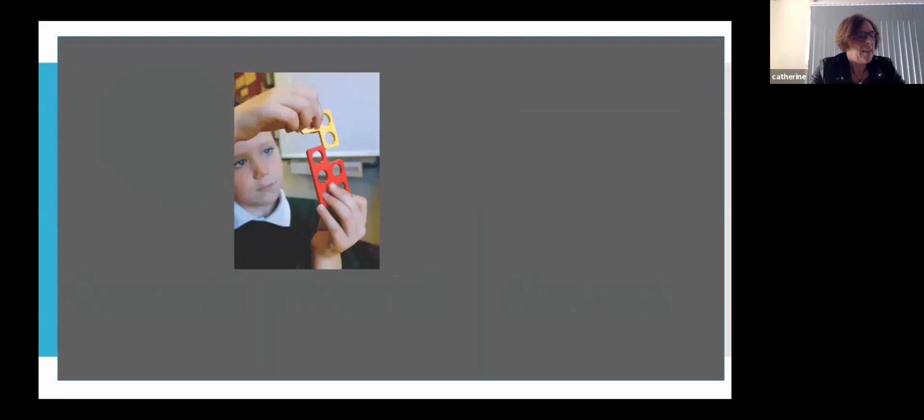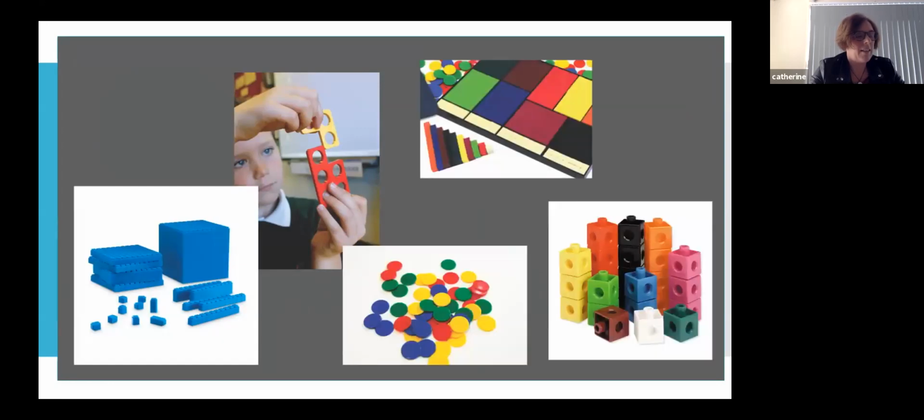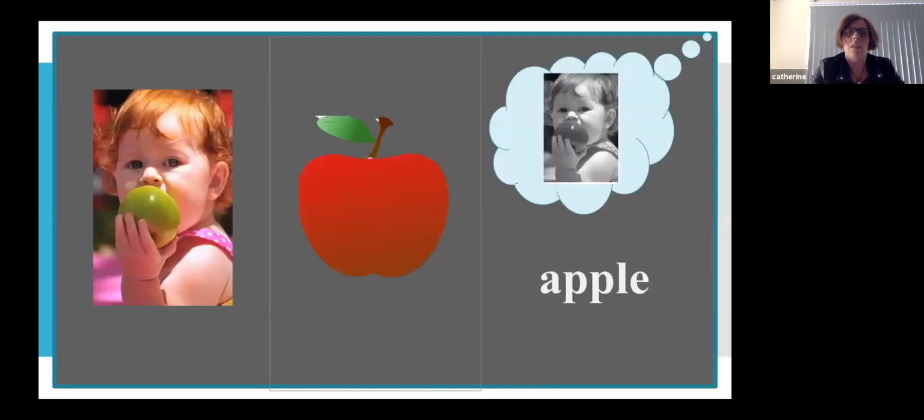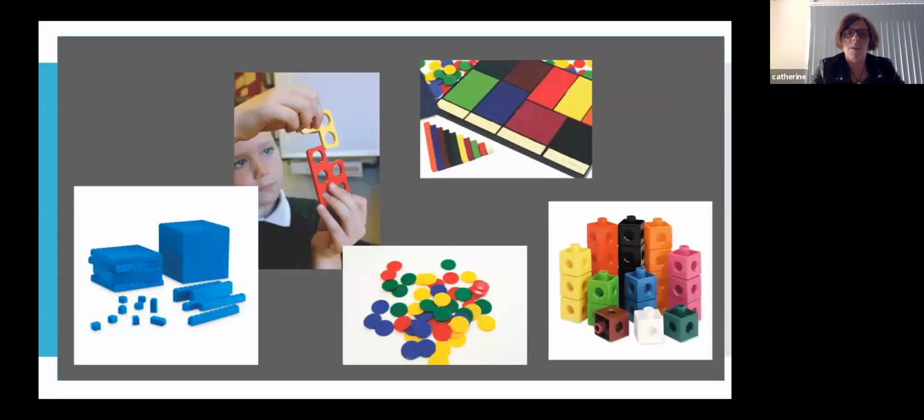For decades, educators have known the value of using concrete resources in children's early mathematics. Concrete resources go by the name of manipulatives. Let's have a closer look at these three typical developmental stages Bruner observed.